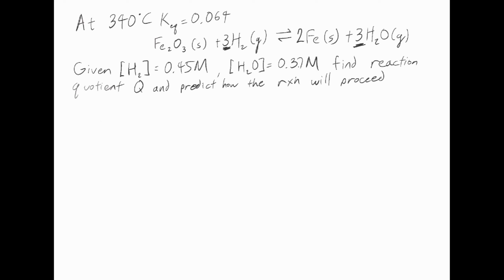So this is a type of problem where we want to solve for the reaction quotient Q, and then use that to predict how the reaction will proceed, whether it would favor the forward reaction or the reverse reaction. So let's just take this one at a time. First, solve for the reaction quotient.